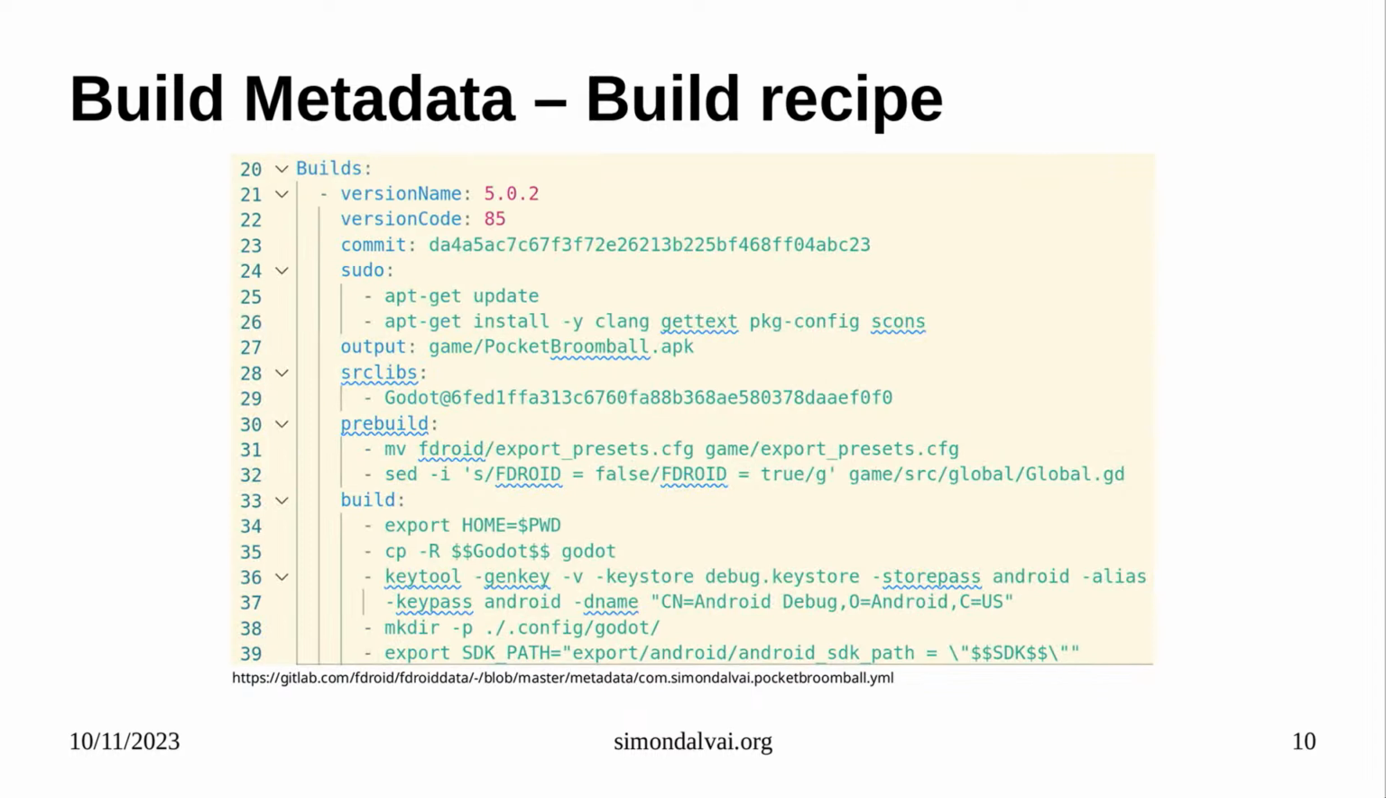Then in the second part, you define the build part. So here, you really say how the app should be built, all the single steps that need to be done. And here it's important that you choose the correct source lib. In my case, it is Godot. So if you have a Flutter app, you put Flutter here or whatever.